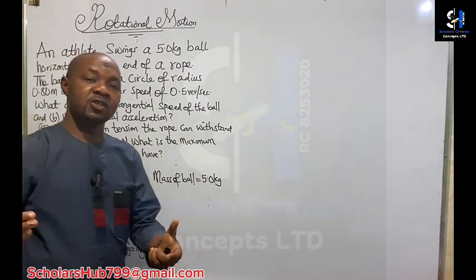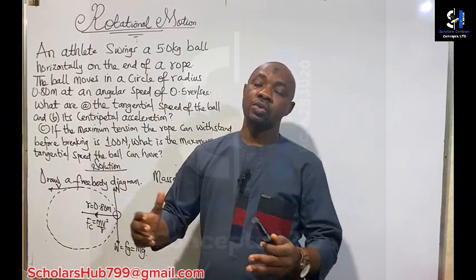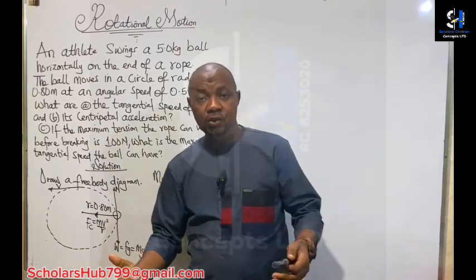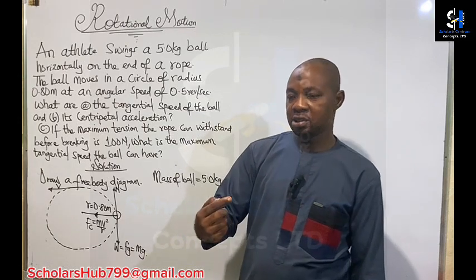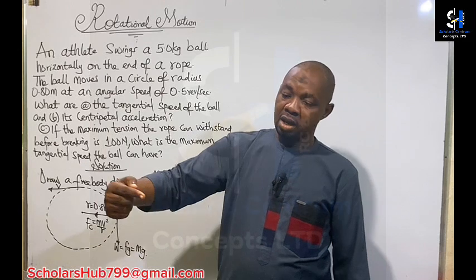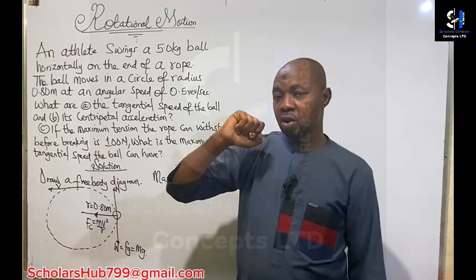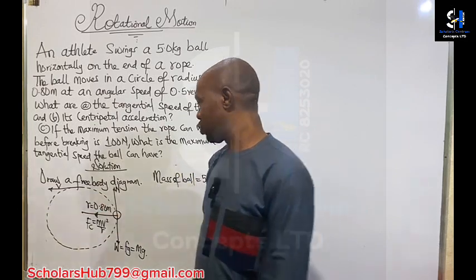A body is said to undergo or execute circular motion when it moves with a constant speed as it describes a circle along its path. Which is what we have here, v. So we have the tangential speed.